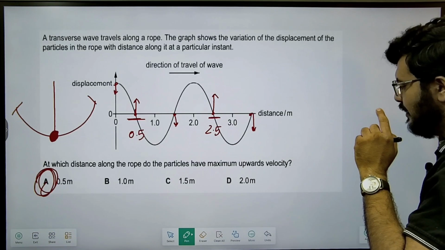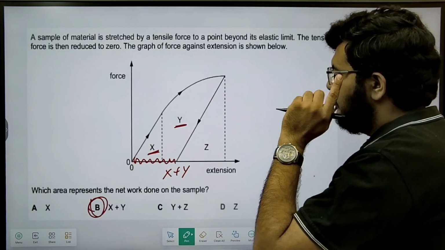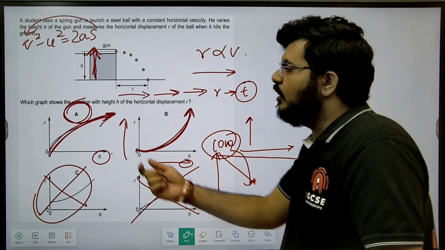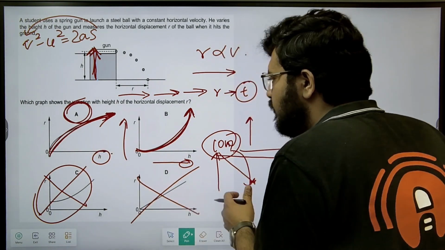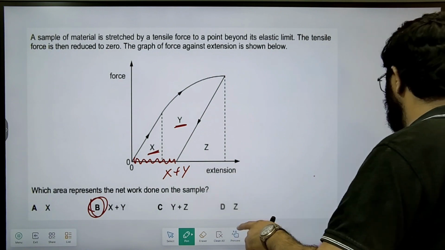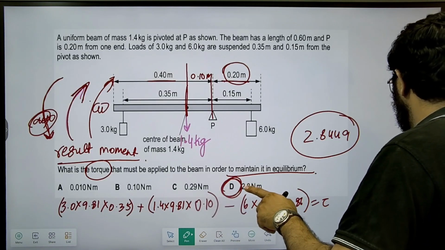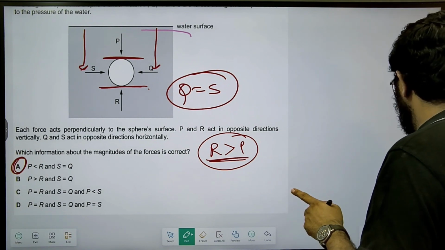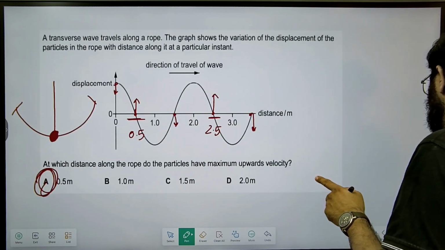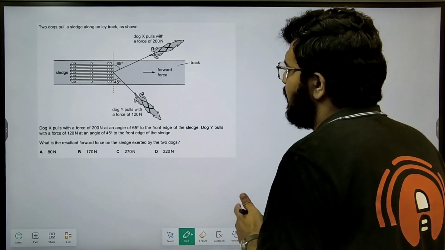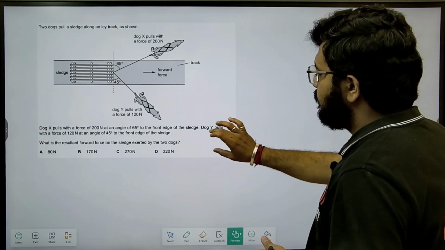Okay, one thing I forgot. We are going to count today what options we are getting, and at the end of the video we'll find this. So first is A, second is B, third is A, fourth is B, fifth is A, sixth is again A, seven is C. Let's start again.